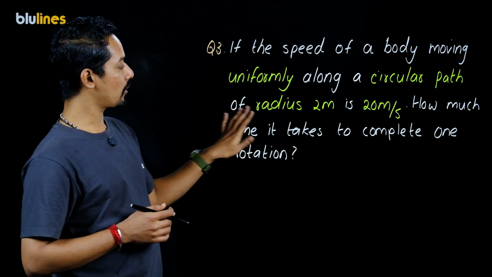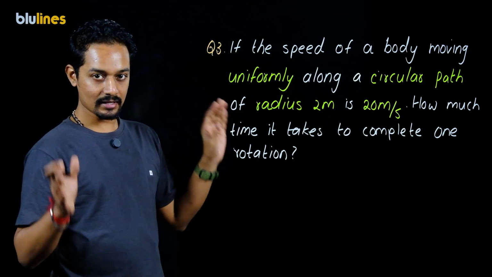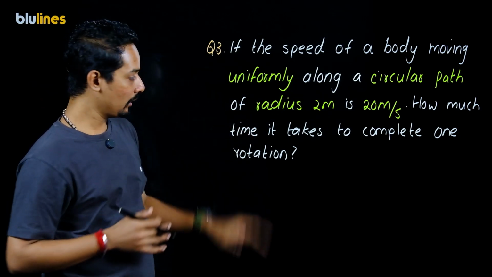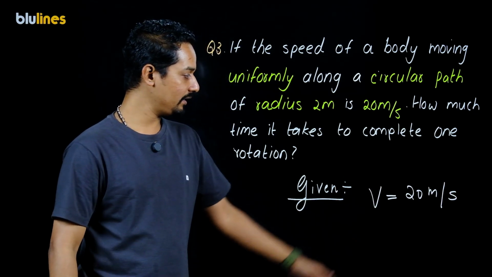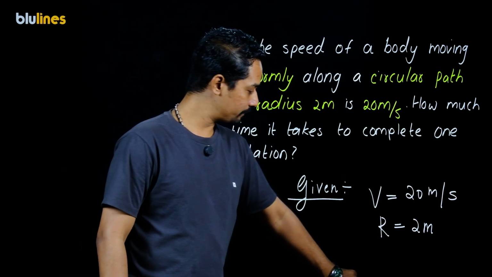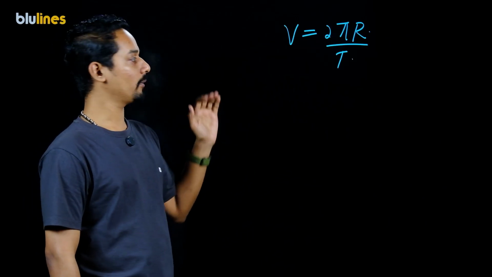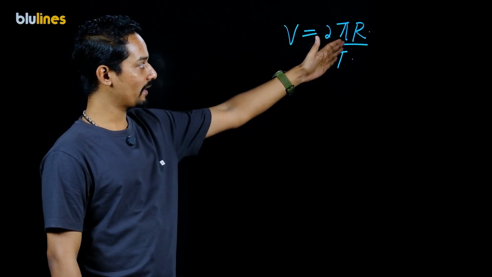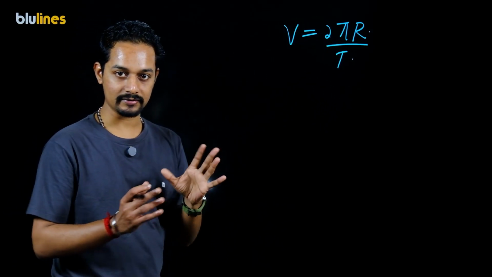And let's check all the information that is given to us. 2 meter, 20 meter per second. Yes, they are in SI units. So we can straight away write what all things are given to us. We have v equals 20 meter per second and r equals 2 meter. Now we can directly go for the uniform speed formula for circular motion. v equals 2 pi r by t, where t is the time taken for one complete rotation. They have exactly asked you that.